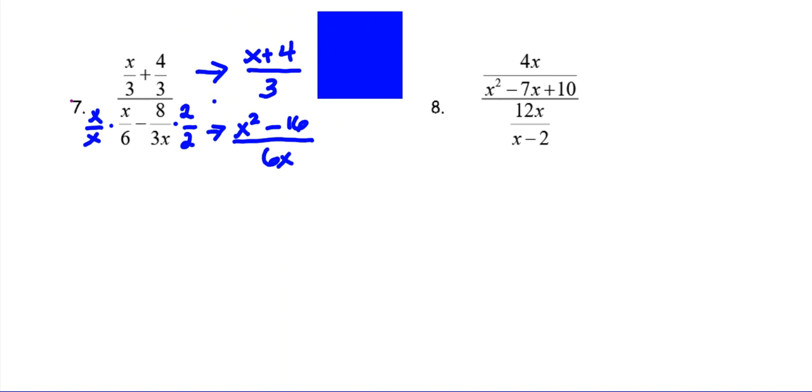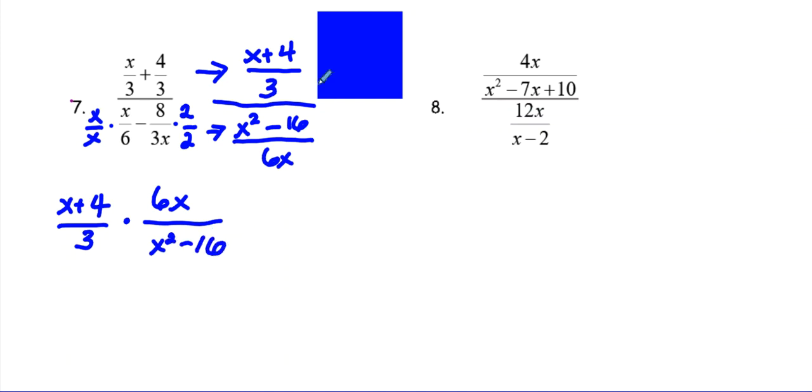Okay, so now I have a fraction divided by a fraction. So what I can do is I can keep the first fraction, x plus 4 over 3, and flip the second fraction. So that would be 6x over x squared minus 16. Okay, so I changed my division to a multiplication, and I flipped the second fraction.